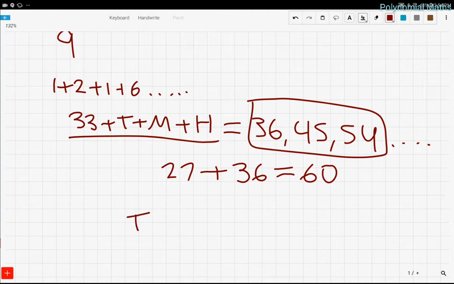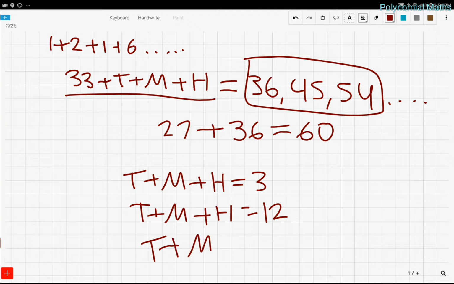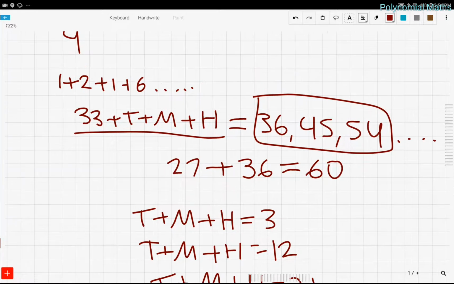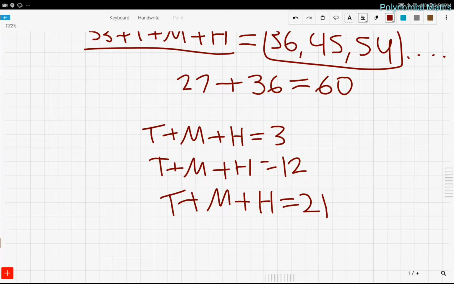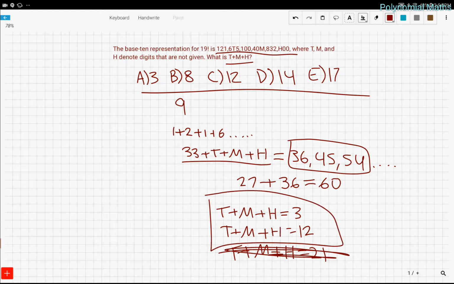In case 1, T plus M plus H is 3. T plus M plus H could also be 45 minus 33, which is 12. And lastly, T plus M plus H could also be 21, which is 54 minus 33. We can immediately cross out this possibility because if we look at our answers, 21 is not there. We're only left with 2 choices, 3 and 12. This means that we'll have to find divisibility by another number in order to find what T plus M plus H is.